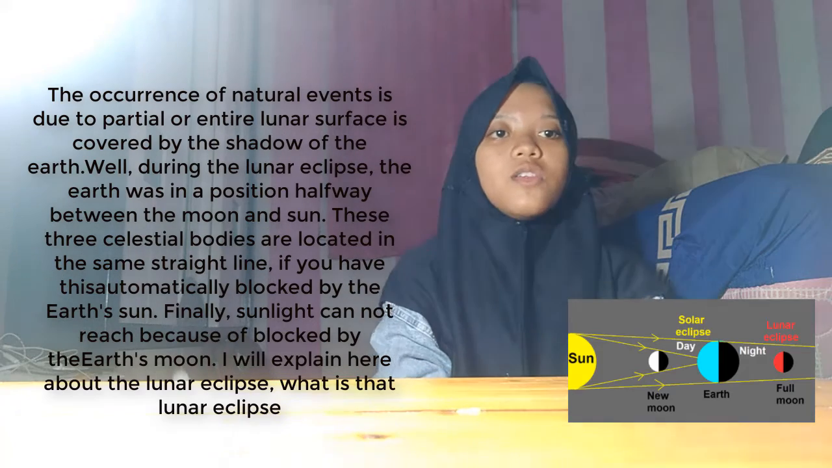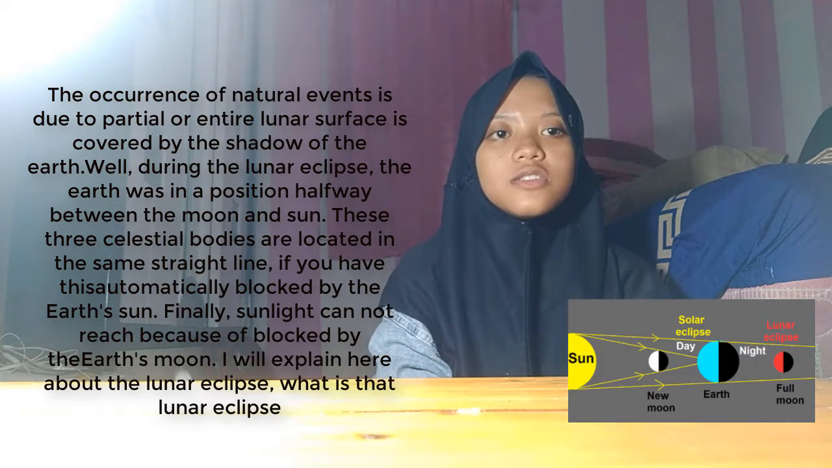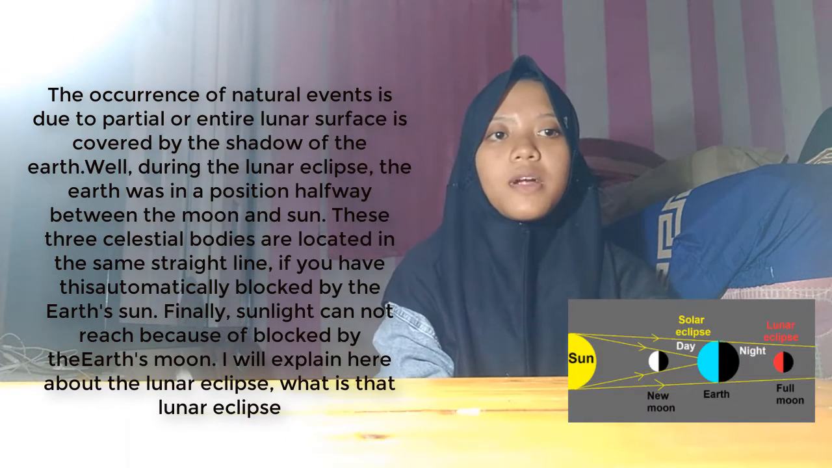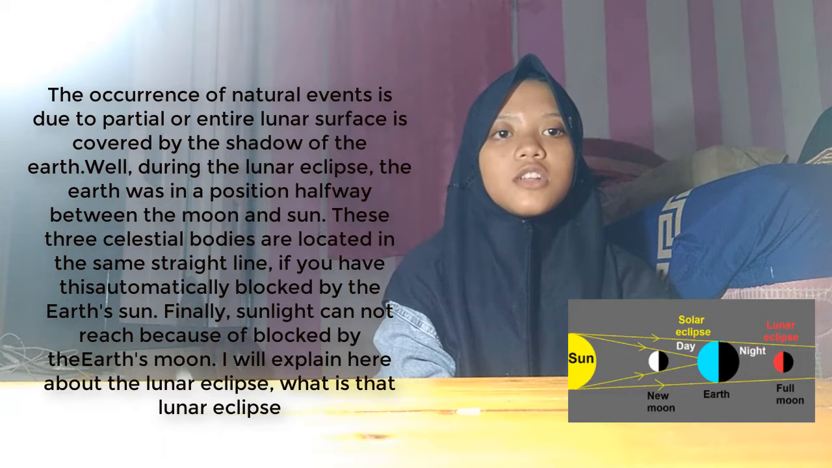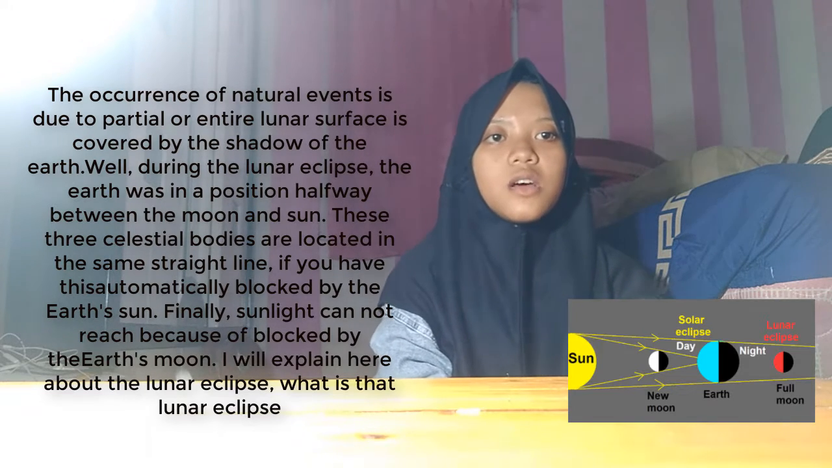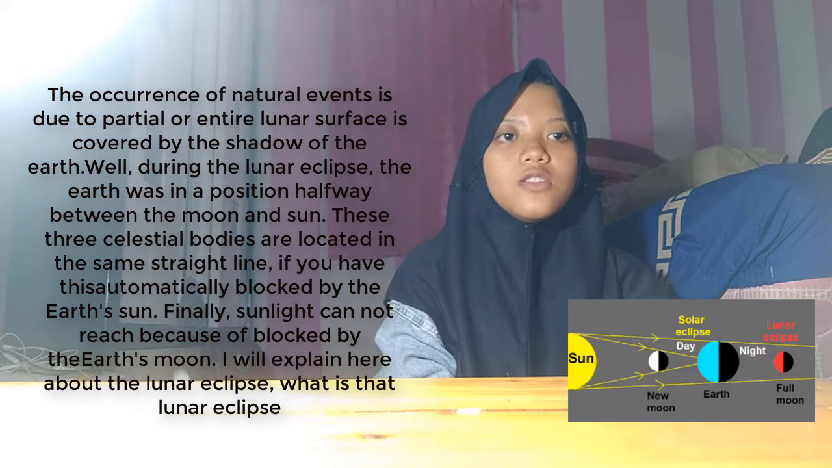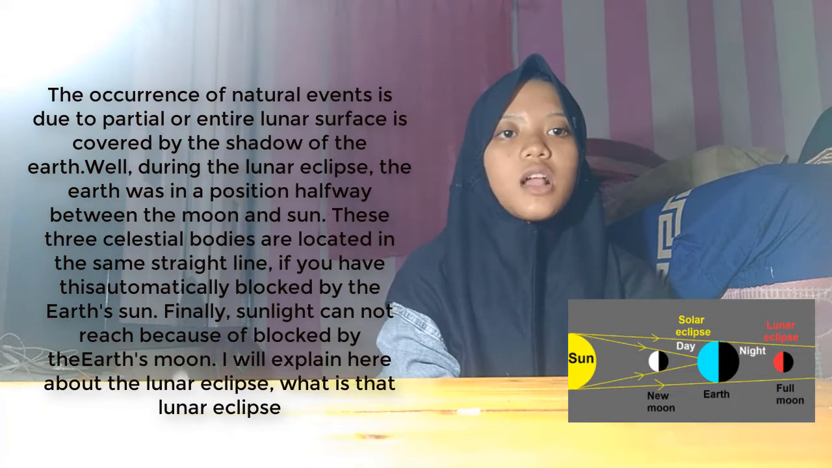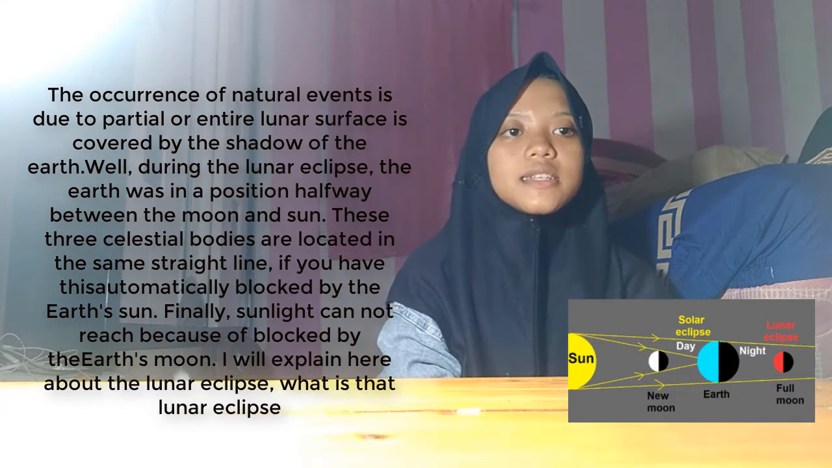Science, so I will explain here about the lunar eclipse. What is the lunar eclipse? A lunar eclipse is a natural event in which part of the lunar surface is covered by the shadow of the Earth. During a lunar eclipse, the Earth is positioned halfway between the Moon and the Sun.